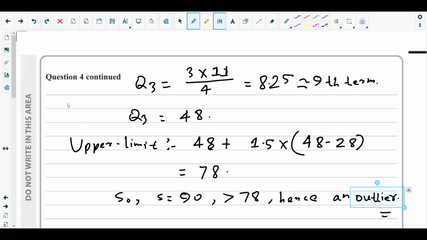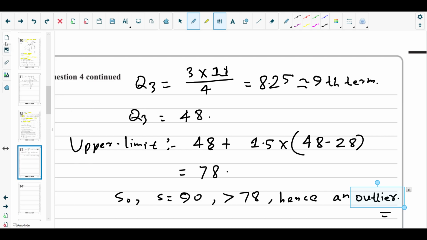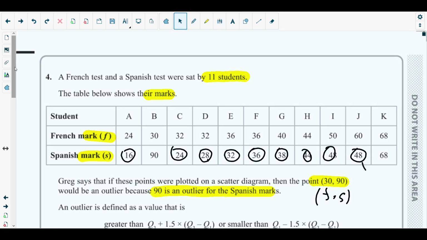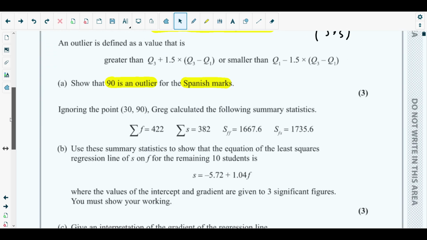Okay, next is part B. Let's see what they have asked in part B. Look, for part B, they said ignoring the point 3090. We should ignore 3090. Greg calculated the following summary statistics.